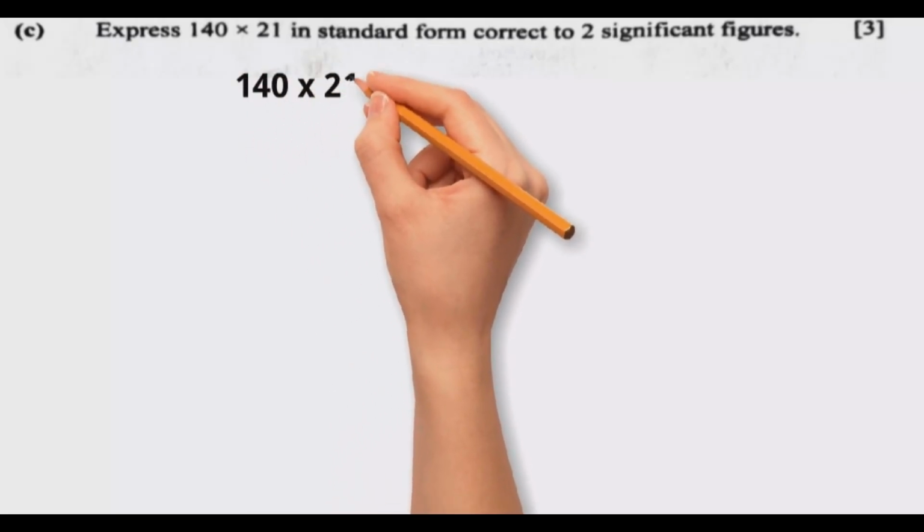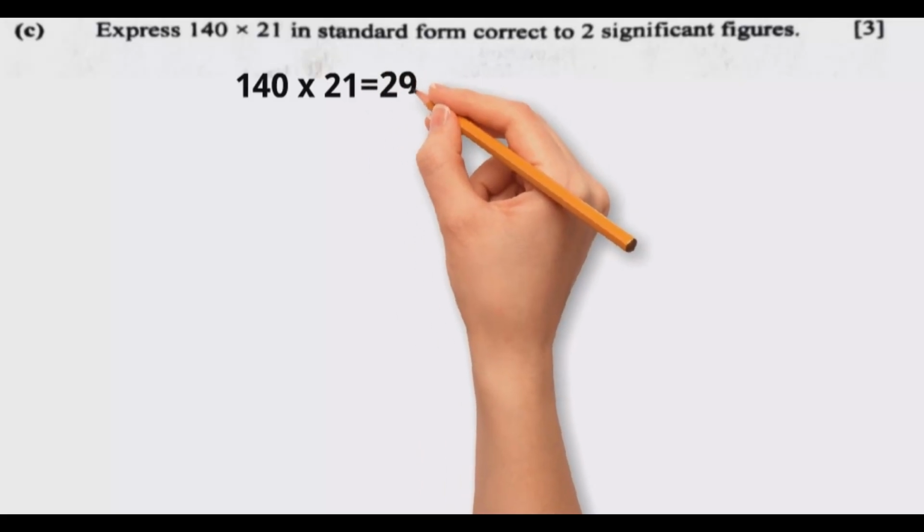Question 4c. Express 140 times 21 in standard form correct to two significant figures. Okay, so what we're going to do now here is I'm going to write that expression that is given, which I need to write correct to two significant figures, and it should be in standard form.